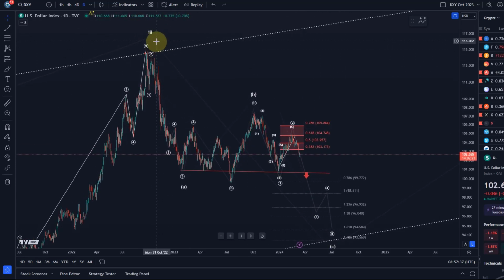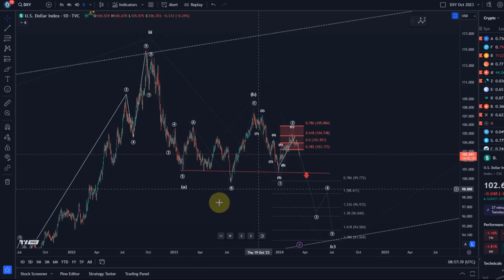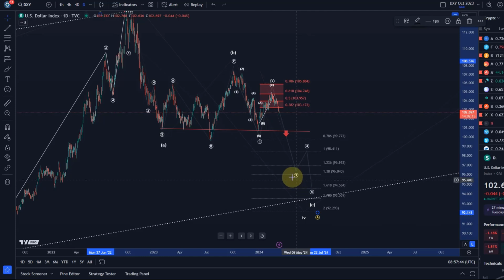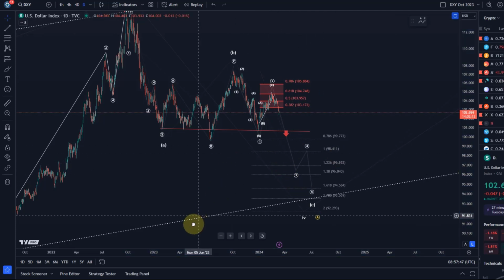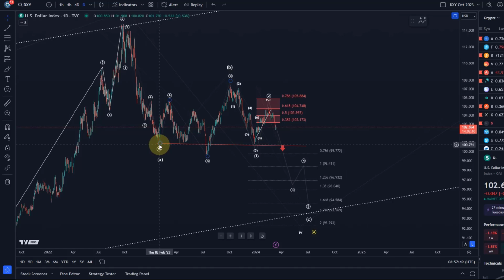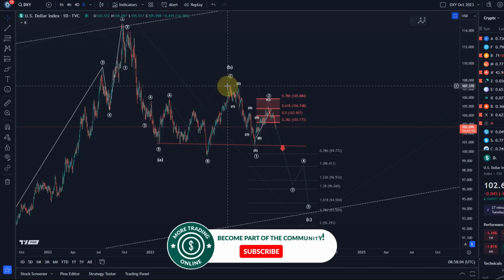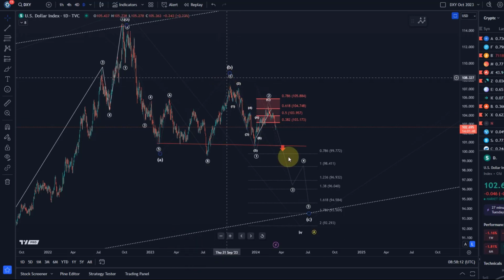The idea is still that an A wave of a larger fourth wave bottomed here in February 2023, around $100.90. We then saw a so-called expanded flat structure, a corrective rally, into the October 2023 highs that pretty much coincided with an S&P 500 low. And then we basically saw this breakdown.